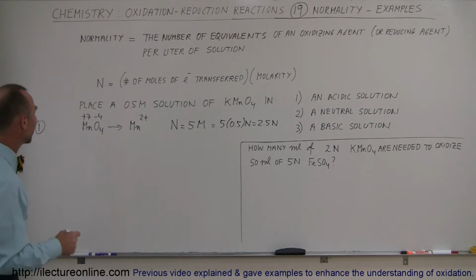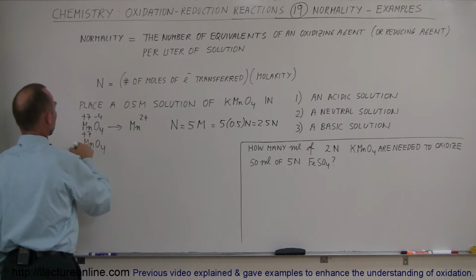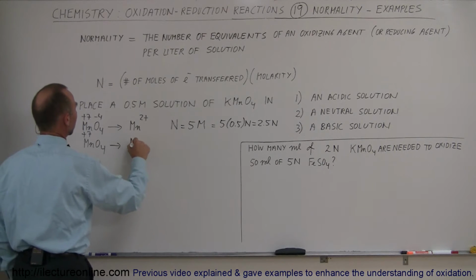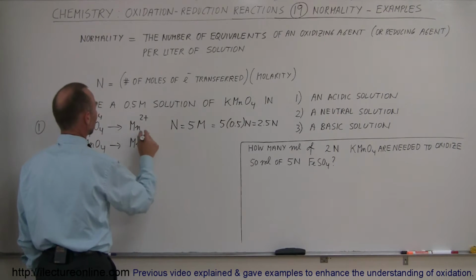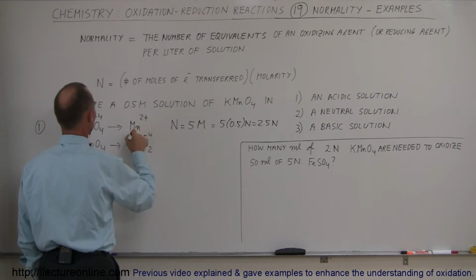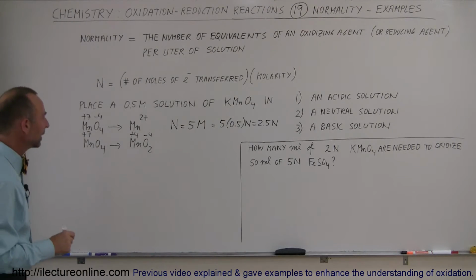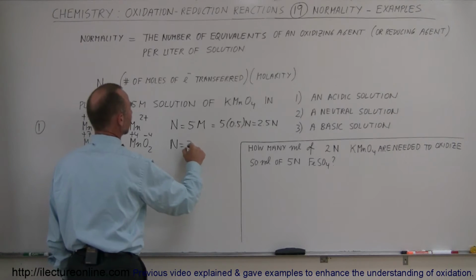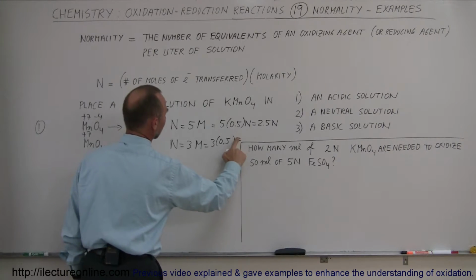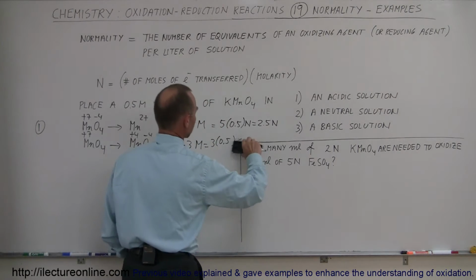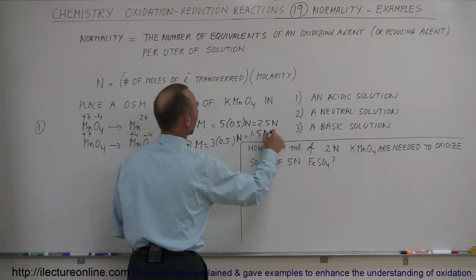Now, in a neutral solution, the permanganate ion, starting at +7, instead of going to a +2 state, is going to go to MnO2. So this is a -4, and then this would be a +4. And so you can see that the change here is only 3 moles of electrons per mole of potassium permanganate. And so therefore N will be equal to 3 times M. In this case, that would be 3 times 0.5, using the units of normality, which is equal to 1.5 normality.